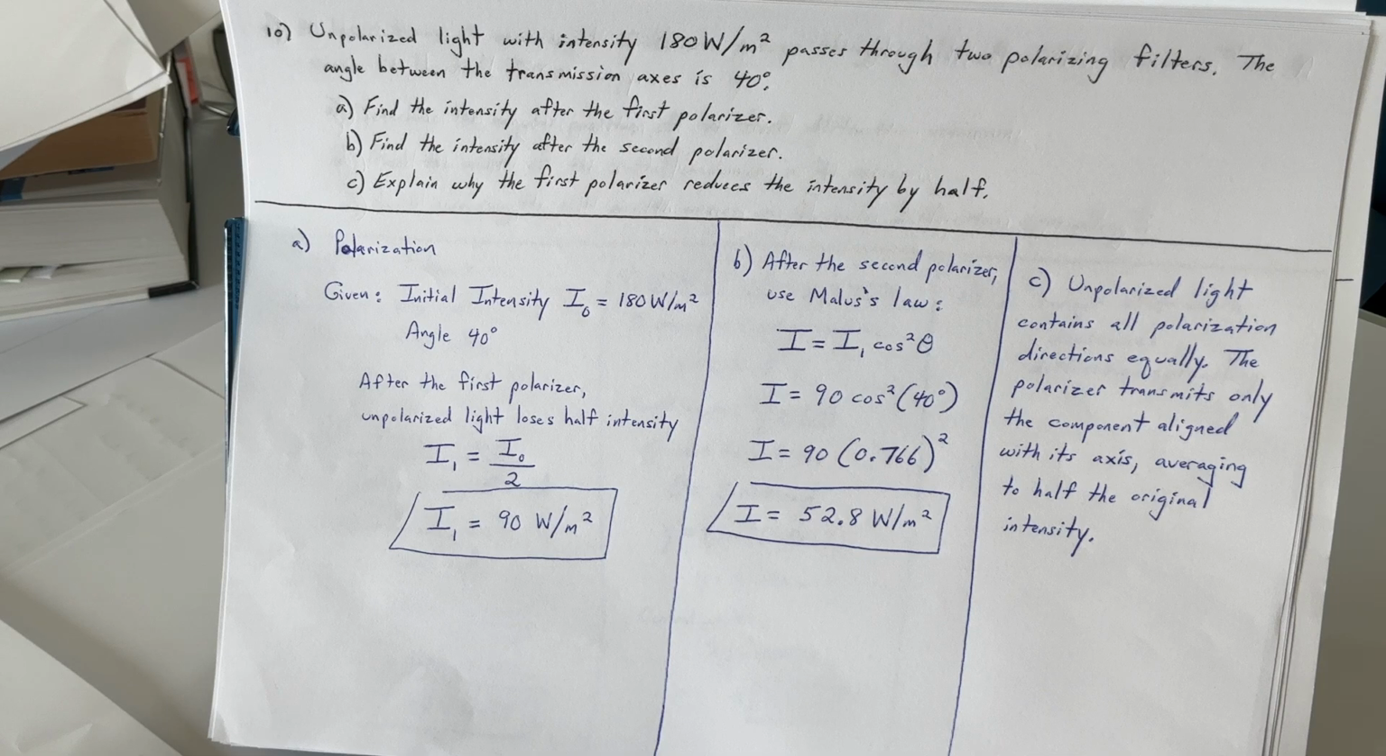Unpolarized light contains all polarization directions equally. The polarizer transmits only the component aligned with its axis, averaging to half the original intensity.